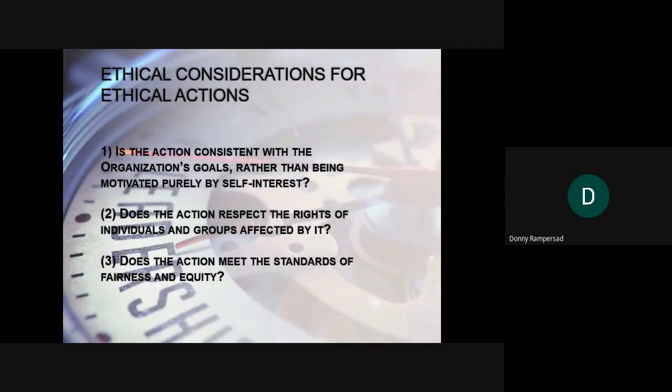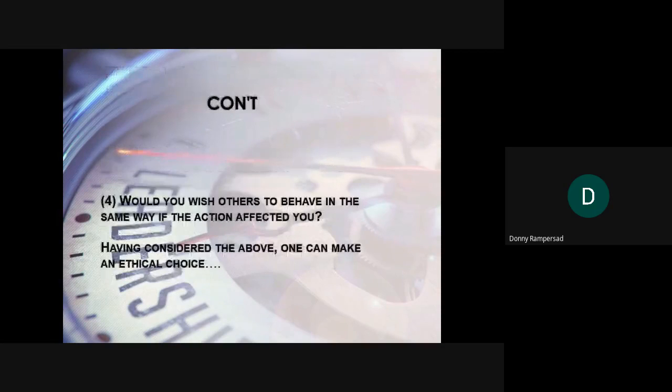Ethical considerations for ethical actions. Is the action consistent with the organization's goals rather than being motivated purely by self-interest? Does the action respect the rights of individuals and groups affected by it? Does the action meet the standards of fairness and equity? Would you wish others to behave in the same way if the action affected you? Having considered the above, one can make an ethical choice.